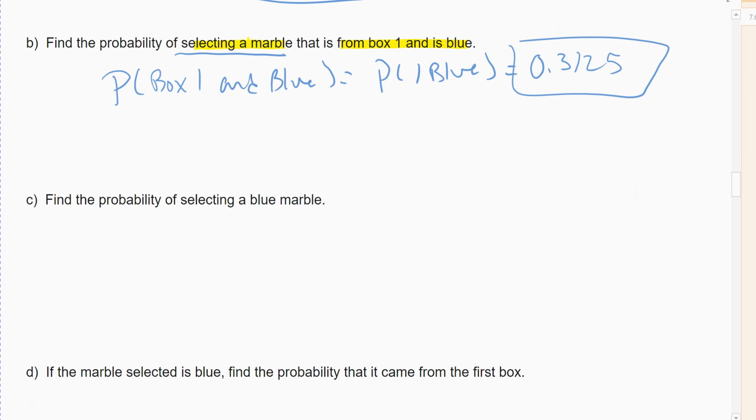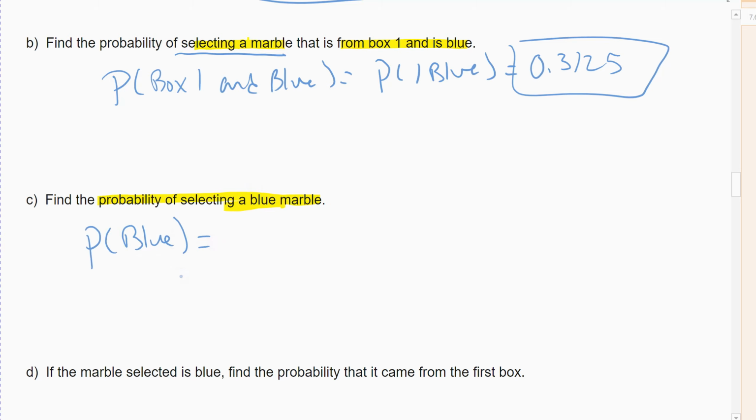Alright, next one. What's the probability of selecting... Oops, let's use my highlighter, not my pen. What's the probability of selecting a blue marble? So again, I'm selecting a blue marble. All blue marbles are at play. So this is the probability that I get a blue.